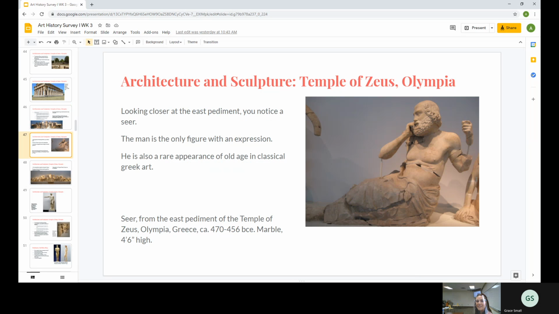Some more sculptures. This is a closer look at the eastern pediment. On the eastern pediment is the image of the seer being the guy that prophesies that if Oenomaus let his daughter marry, he'd die. This guy. What do you guys notice about this seer that's a little bit different from the archaic sculptures that we've looked at, just to hit it home?